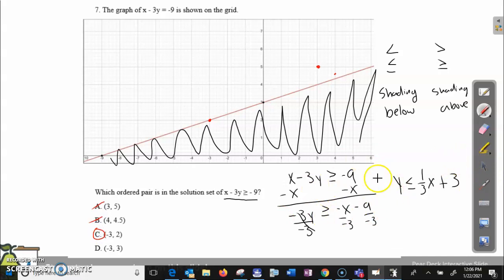And there you go. This is what I recommend you guys copy so you guys can see the process. First move your x to the other side, and then divide by your y. If you divide by a negative, you flip the inequality. Let's go ahead and go to the next.